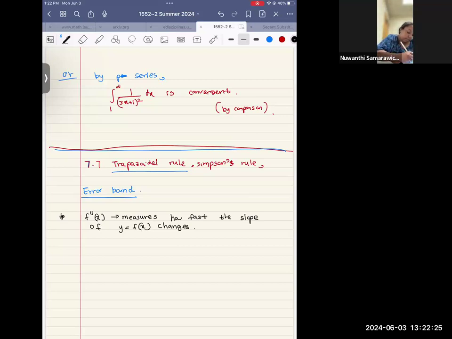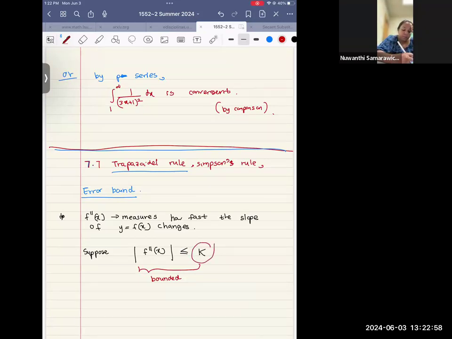So suppose we take a bound. That is, we take the absolute value of the second derivative, and suppose this is bounded by a constant. Whenever you write something like this, it means it's bounded. Bounded means that when you take the absolute value of the second derivative, it is always under a certain constant.